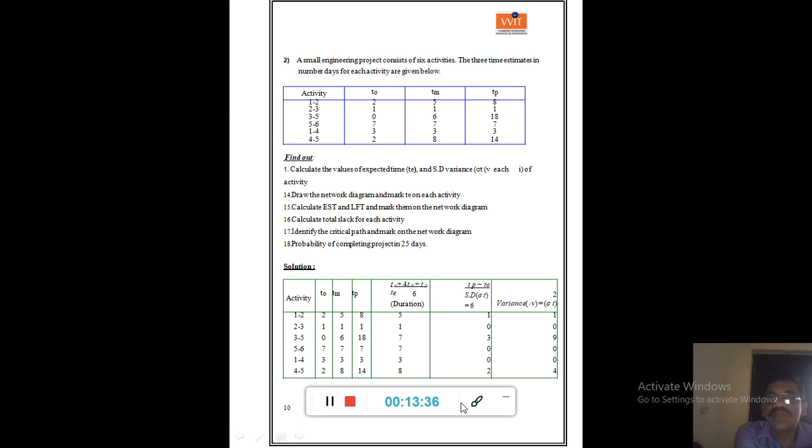Then, the formula for standard deviation is TP minus TO by 6, and variance is TP minus TO by 6 whole square. Find out the expected time and then find out the standard deviation and variance.